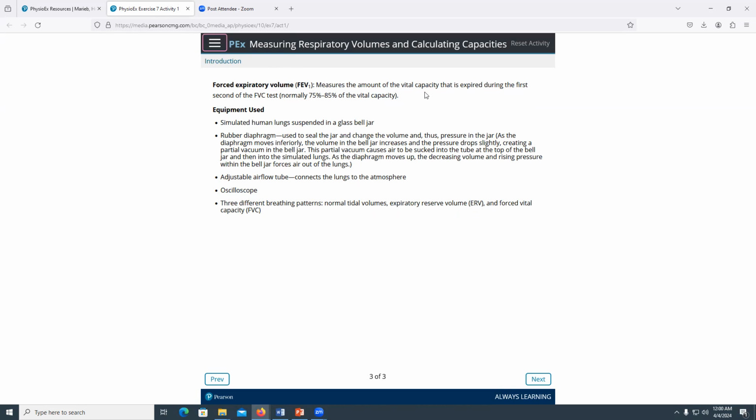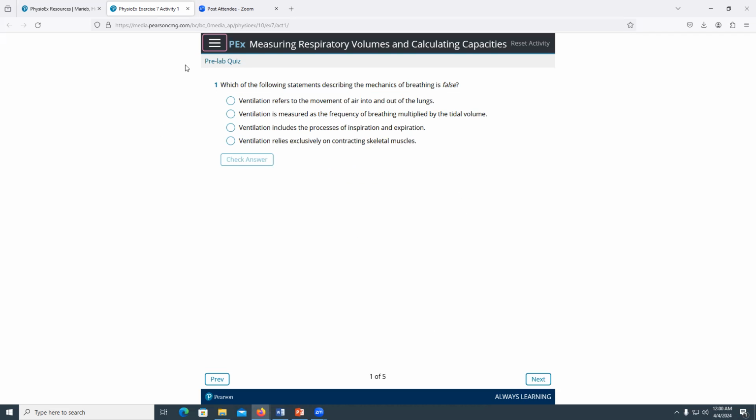It measures the amount of the vital capacity that is expired during the first second of the forced vital capacity test. And the equipment we're going to use are simulated human lungs, a rubber diaphragm, an adjustable airflow tube, and an oscilloscope, and there are 3 different breathing patterns: normal, tidal volume, expiratory reserve volume. Well, let's get into the lab. Before the lab, we have a couple of pre-lab questions.